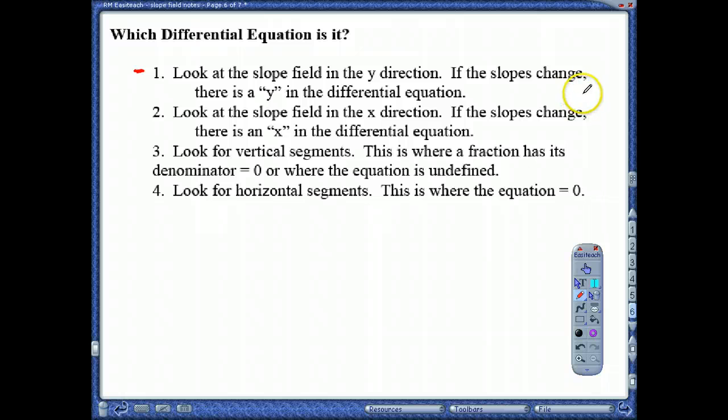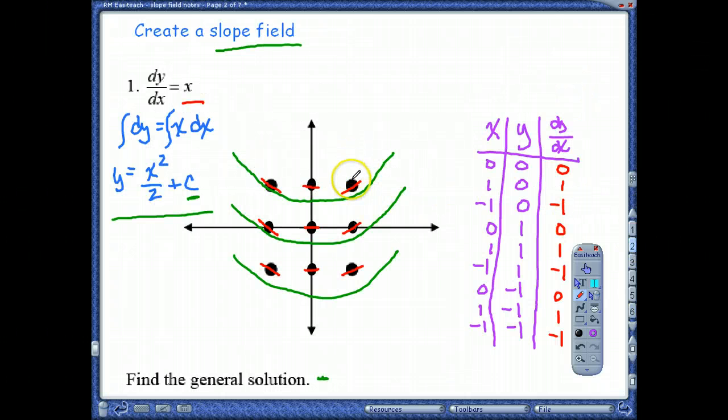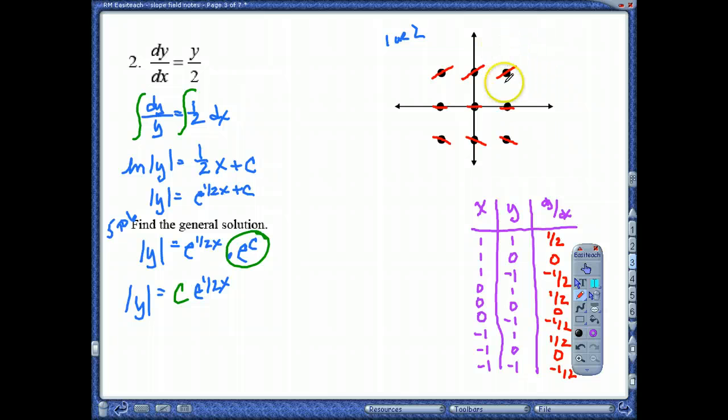So you're going to be looking at it, looking up and down. If the slopes change, then that means there has to be a y in the differential equation. So when you looked at this guy right here, notice when you look up and down, the slopes are exactly the same. So that means there's no y in the differential equation. Looking here, as I look up and down, notice the slopes do change, so this one does have a y.